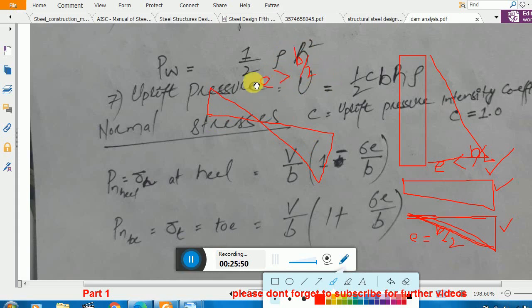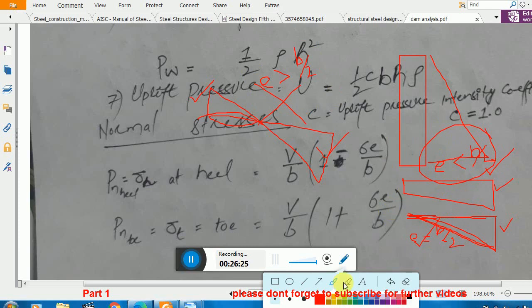So what will happen? Tension is produced at the heel. And we don't design for such cases. Because if tension is produced at the heel, it will cause bending of the heel like in this shape and cause cracks at the heel. Okay, and that is where the failure of the dam basically starts. So here we have compression and here we have tension. So we don't want to design the structure in this case. We always try to design the dam in this case or in this case. But this one is most important, remember.